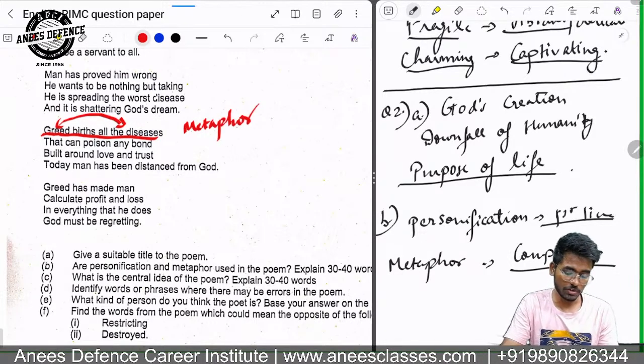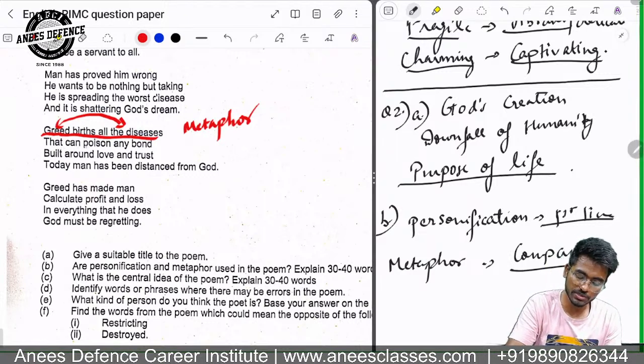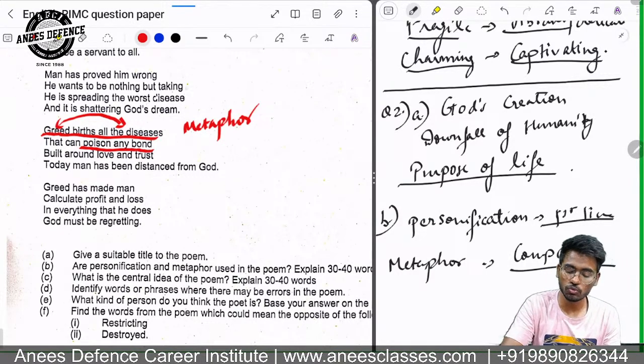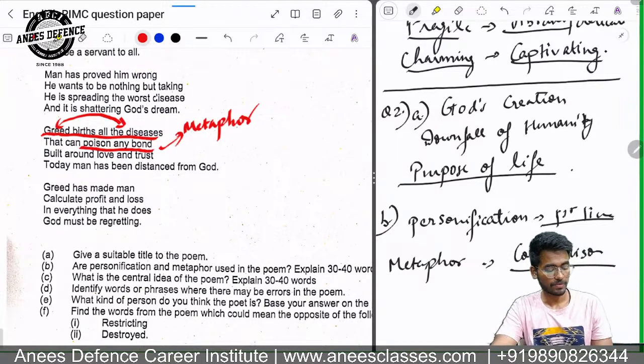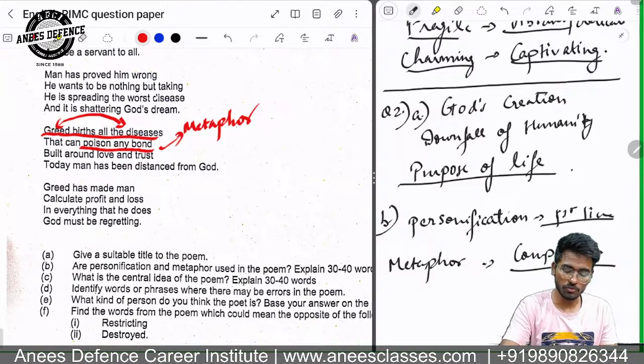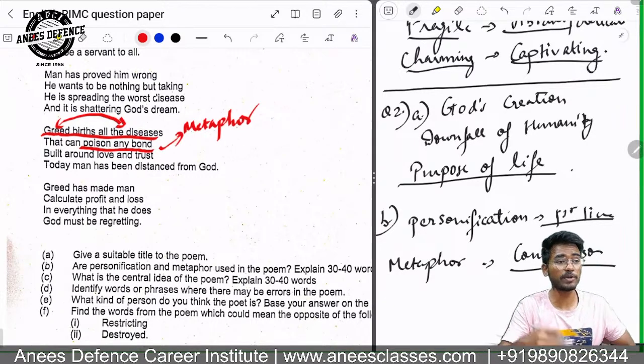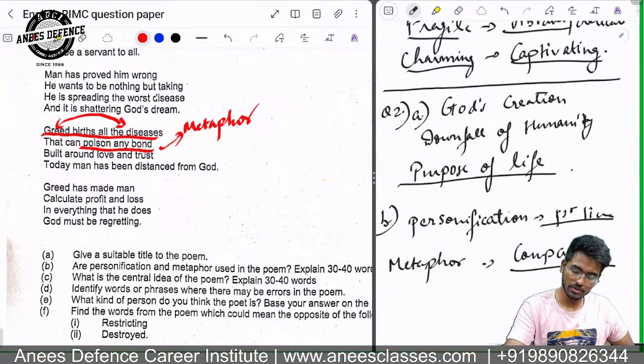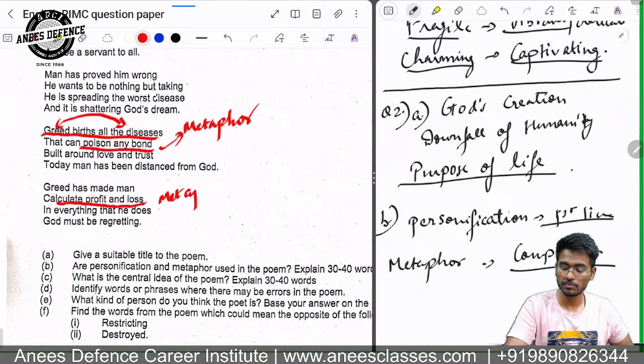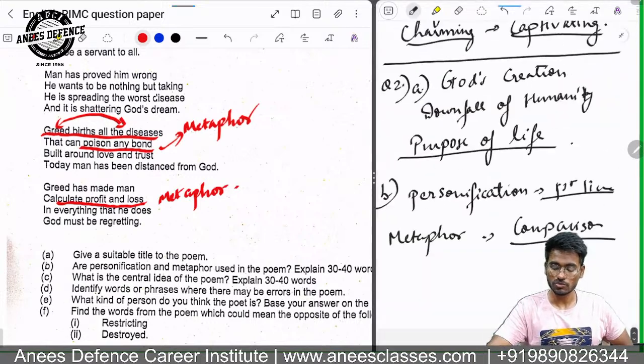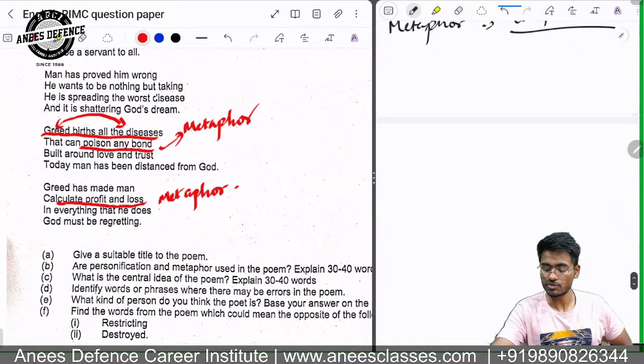Okay. One more thing is that poison any bond. Here also two things are compared. So it is nothing but metaphor. Calculate profit and loss. Profit and loss calculation with respect to what? A human's ability, a human's existence. In what way it is being profited and in what way it is being lost. So this line can also be used as a metaphor. Okay. So I hope question number 2 has been solved.